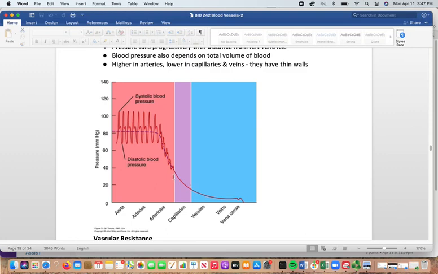So this graph here is going to show you the pressure starting with the aorta into the arteries, and then when you get here to the arterioles, it starts to fall as you move through the capillaries and continues to decrease until you get into the veins in the vena cava.